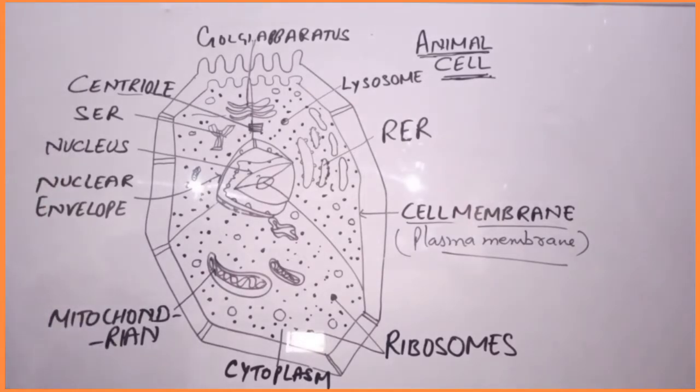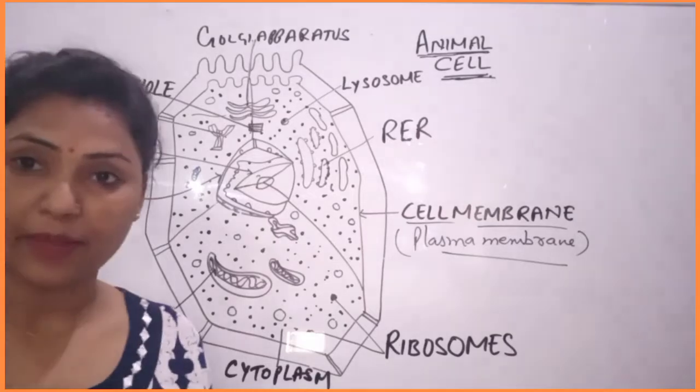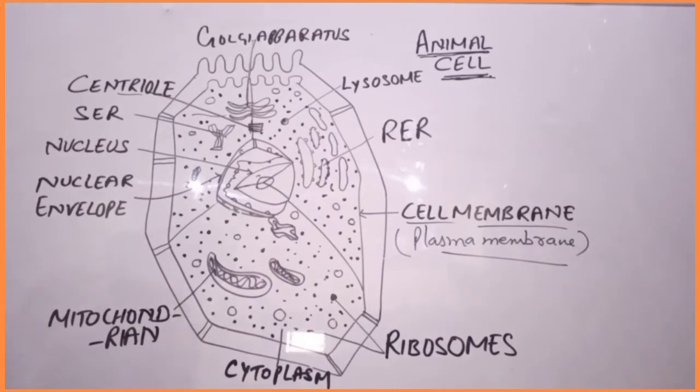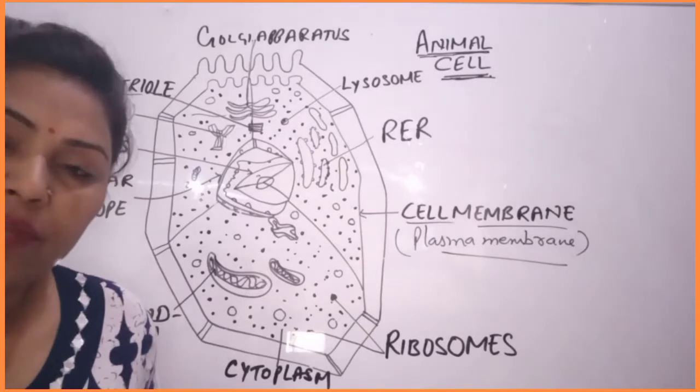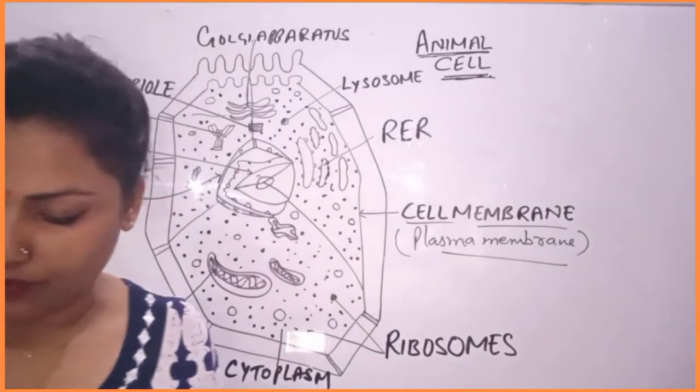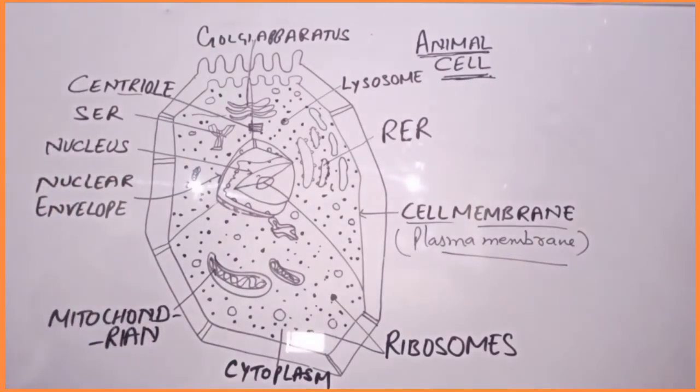Actually the centrosomes are present in animal cells except in red blood cells. These are absent in RBC, and their main function is to initiate and regulate cell division. Okay, so centrioles also help in cell division. They help in the spindle formation during cell division. Got it? After that, we can take the lysosomes.